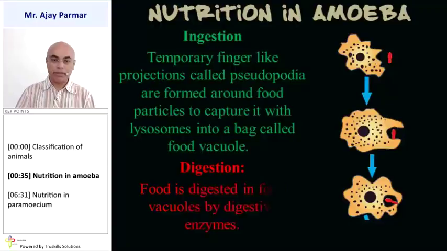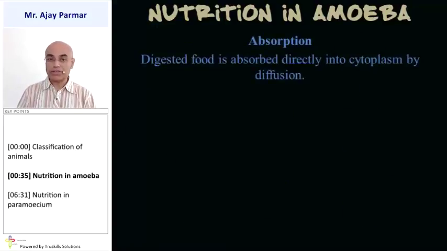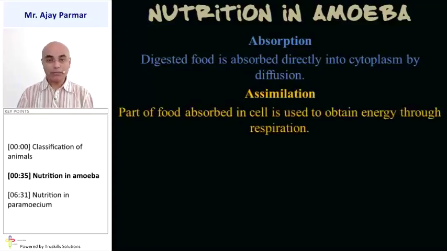Digestion, obviously. The food is digested in the food vacuole. And who digests that? Obviously, the enzymes present in the lysosomes are responsible for that digestion process. Absorption is the next stage where the digested food is absorbed directly into the cytoplasm by the process of diffusion. Next is assimilation, the part of the food which is absorbed by the cell. Now the food is absorbed and it has to be converted into energy form, isn't it, through the process of respiration.